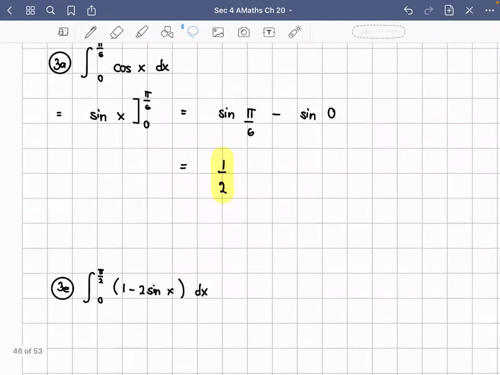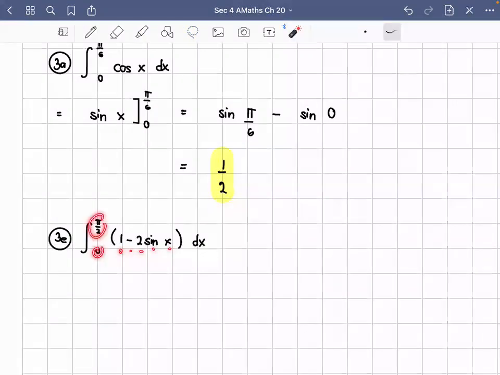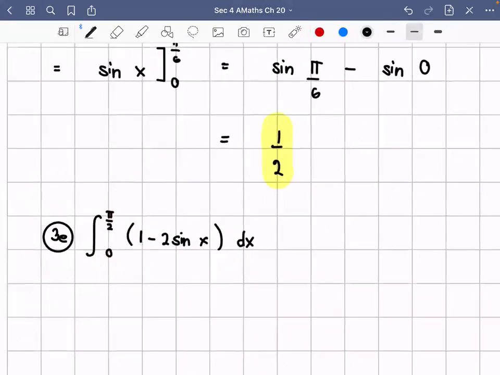So let's have number 3, letter E. We need to find the antiderivative of 1 minus 2 sine of x from 0 to pi over 2. So we again need to get the antiderivative of 1 minus 2 sine of x, right? What is the antiderivative of 1? It's x. And then minus 2, what is the antiderivative of sine x? This is negative cosine x, right?